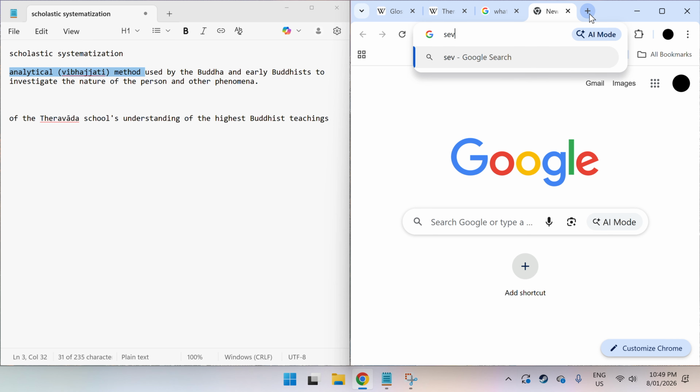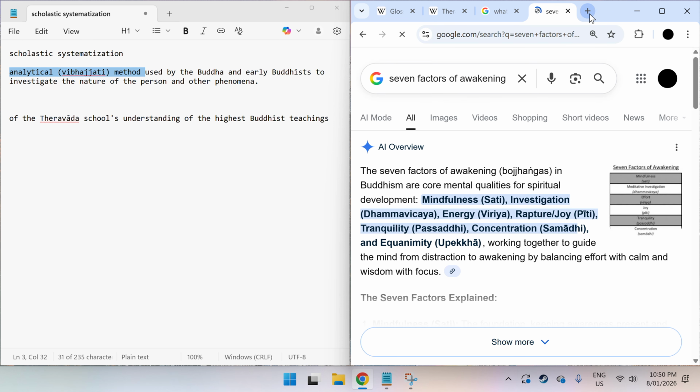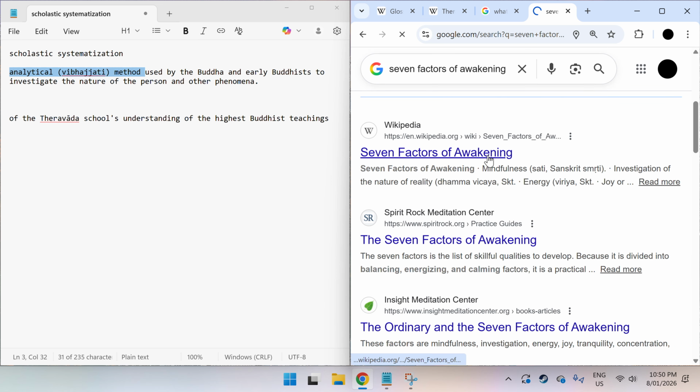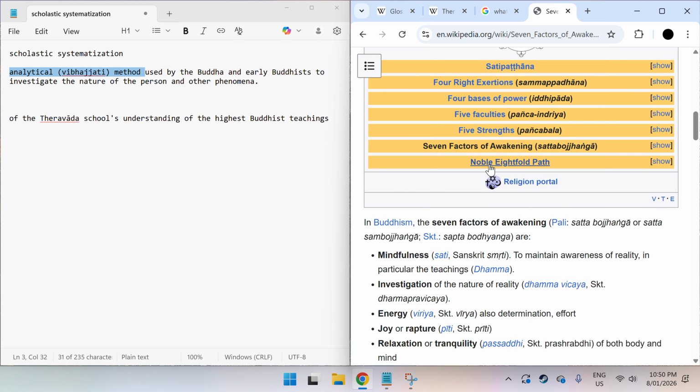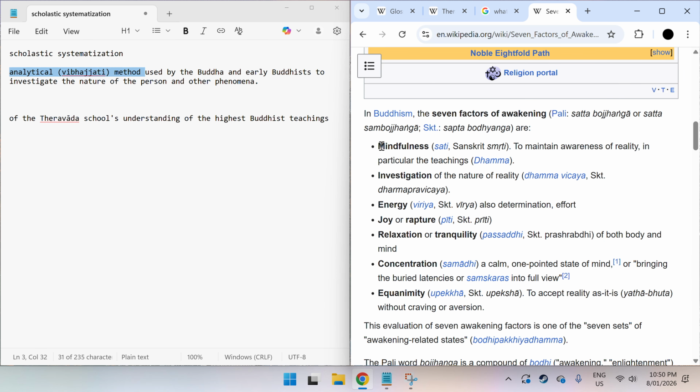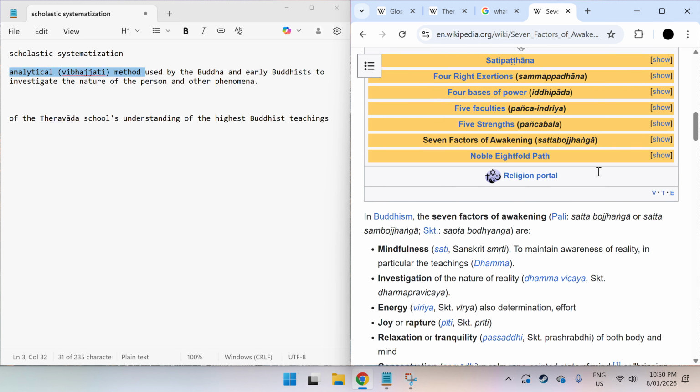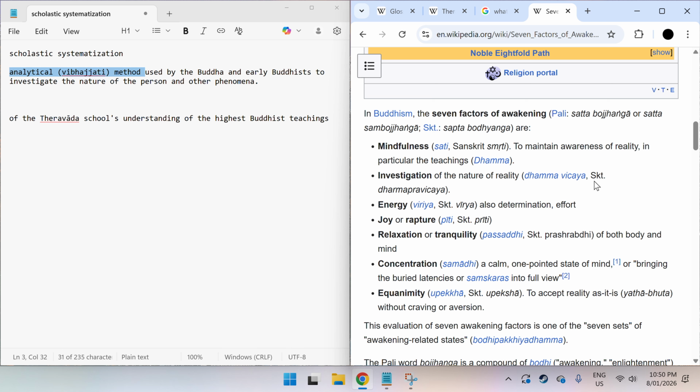So not that one, sorry. The seven factors of awakening. Okay, so that's the AI. I'll go to the Wikipedia page for that one. We've got mindfulness. So these are the seven factors of awakening. I think this is part of right effort.